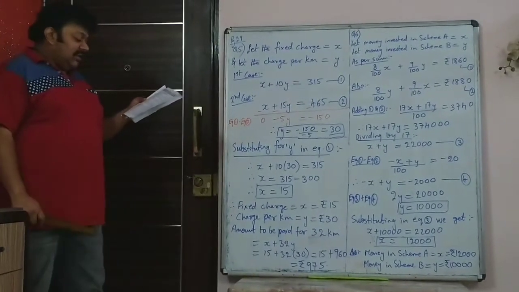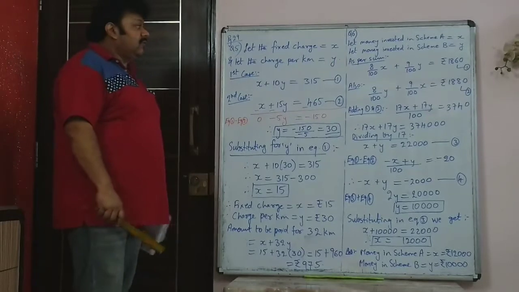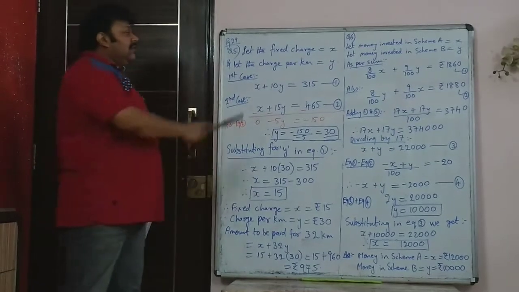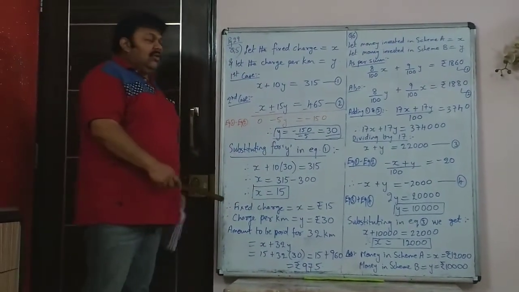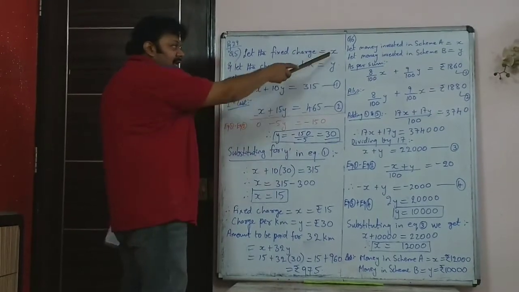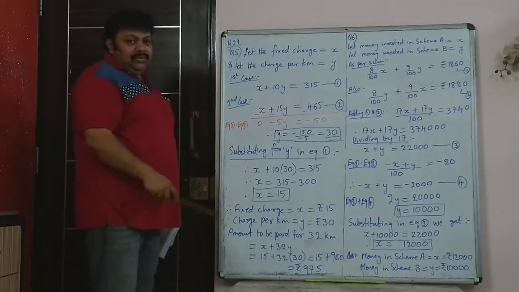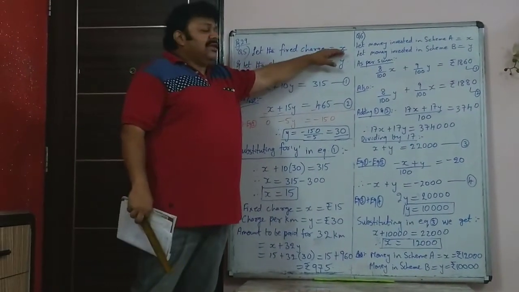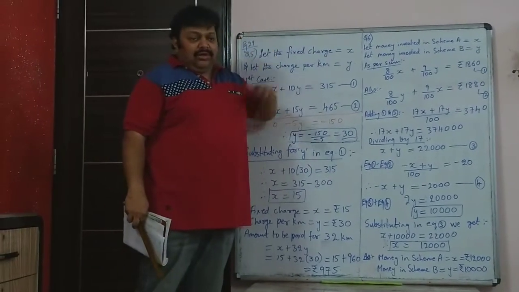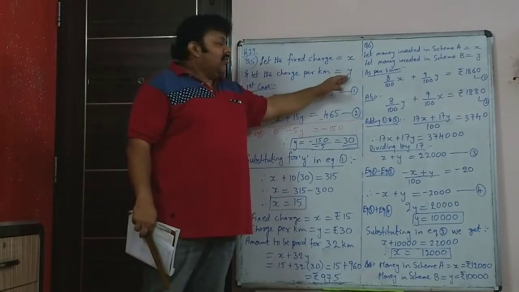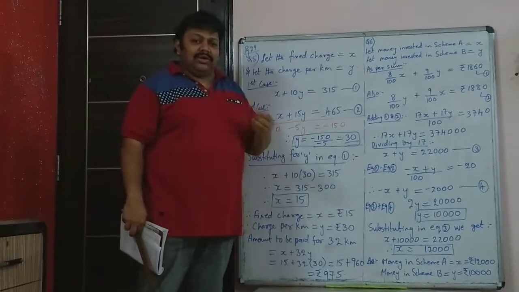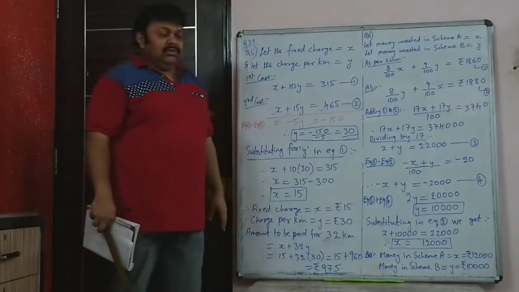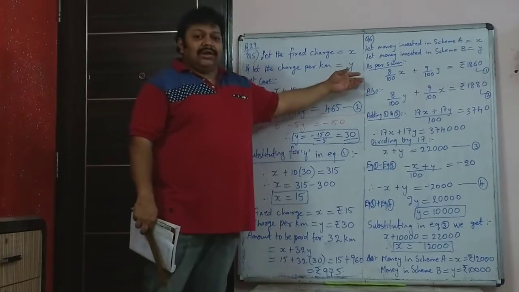If the person travels 10 kilometers, the charge paid would be 315. So let's first say there is a fixed charge of X rupees and the charge per kilometer is Y. So obviously if he goes 1 kilometer, he will pay X and he will also pay 1 into Y, because he has traveled 1 km. The moment you sit in the taxi, you have to pay the rupees X, irrespective of how much you go. And if you go 1 kilometer, or half kilometer, whatever, you will pay X only. And Y will be 1. So in the next case, let's say he has traveled 10 kilometers.